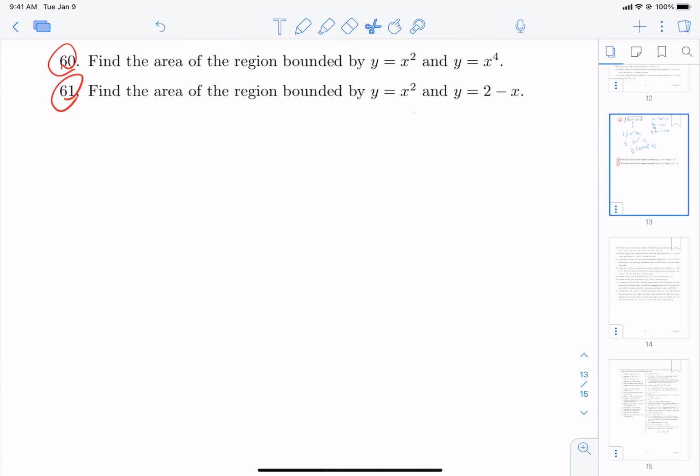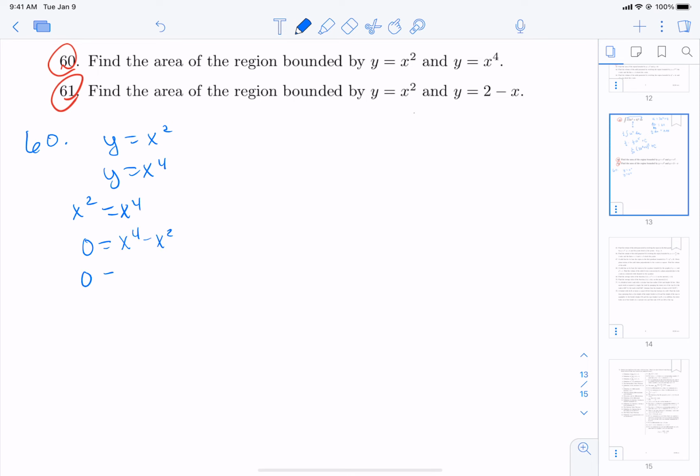Okay. Anytime they ask you to find the area between two curves, you have to have at least a fairly accurate graph. Okay, so let's start with 60. We have y equals x squared and y equals x to the 4th. Now it's not a bad idea to set them equal to each other, solve them to make sure you know at the exact points at which they meet. So they meet at 0 and plus or minus 1.